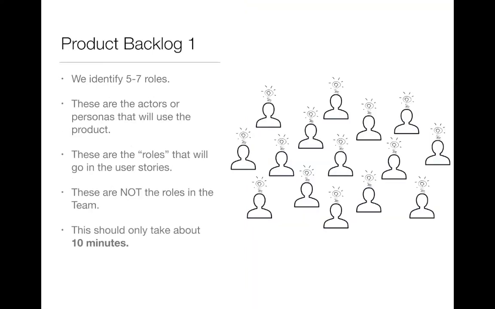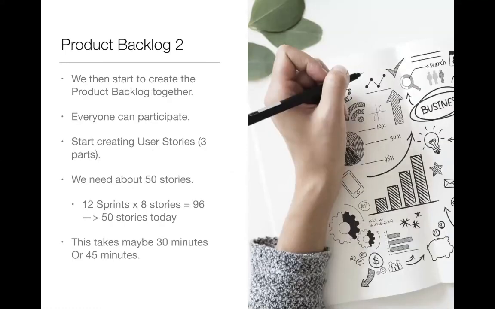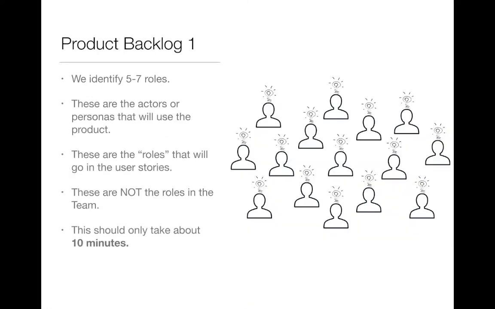Okay, now we work on the product backlog. So a bunch of these in a row will be product backlog 1, and then the next slide will be product backlog 2, as you see. So these are paired up. Okay, the first part of product backlog is we identify the roles. In this case, we mean the personas, the actors, the people that will be using the product that we're going to build, whatever kind of product, software or non-software.